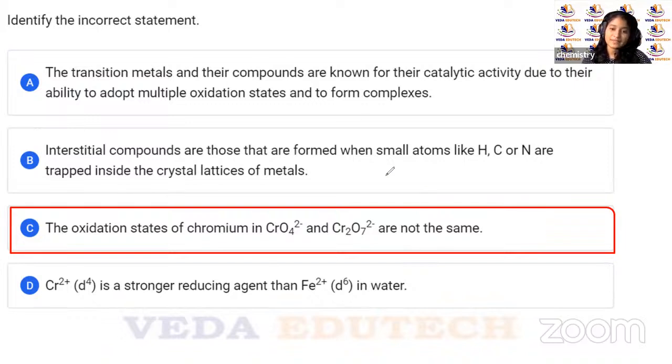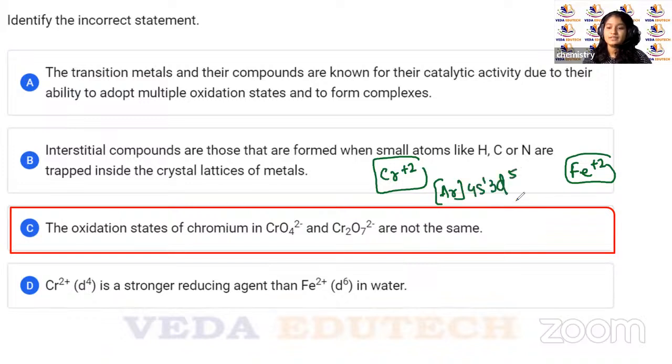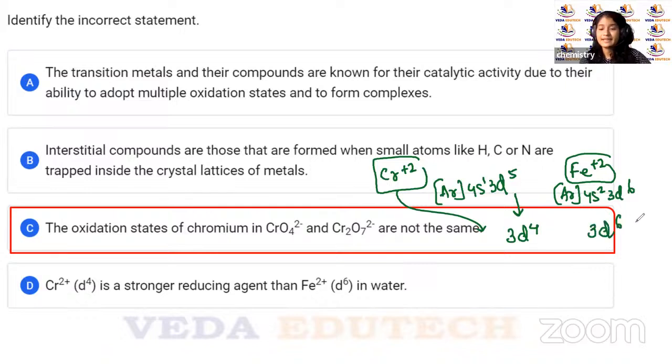It is given that we are talking about Cr2+ and also about Fe2+. Writing the electronic configuration, chromium is argon 18, 4s1, 3d5. In the case of Cr2+, it is going to be 3d4. Iron was 4s2, 3d6, so Fe2+ will become 3d6, right? Now, children, what happens when they undergo oxidation? They're saying stronger reducing agent. Reducing agent means what, children? They will undergo oxidation.